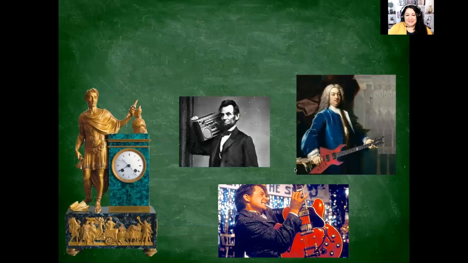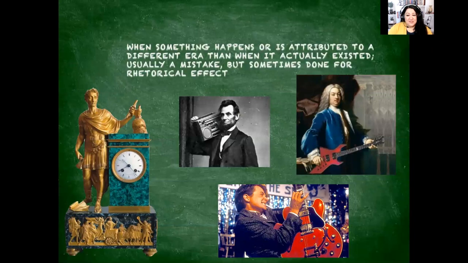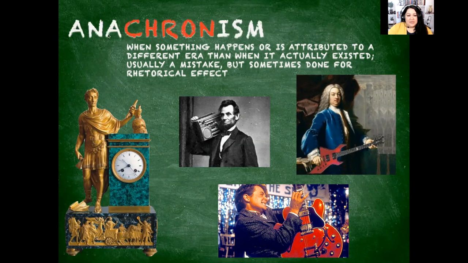Okay, literary terms. The first term is when something happens or is attributed to a different era than when it actually existed. Usually a mistake, but sometimes it's done for rhetorical effect. Do we know what that is? If you do, you should give yourself like 5 gold stars because it's pretty impressive. This is called an anachronism. Ana meaning away from, chron meaning time. It's not of the time.